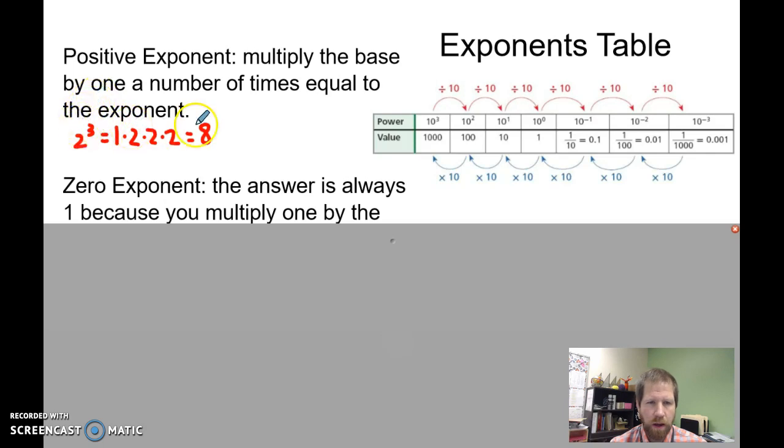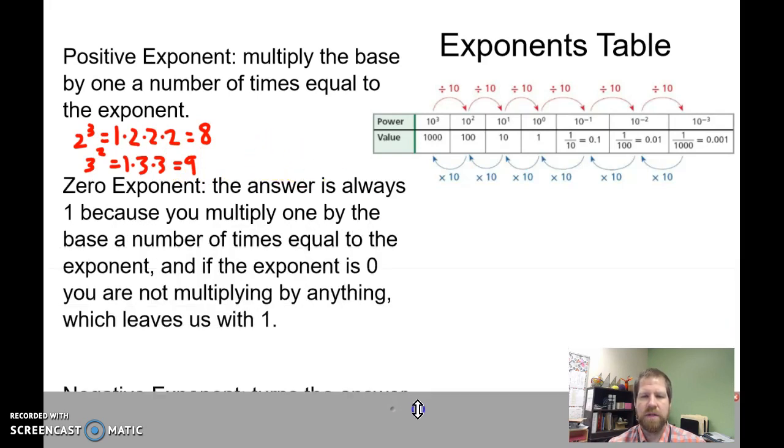So just another one real quickly. We'll look at 3 to the second. Keep it simple. It'd be 1 times 3 times another 3, since my exponent is 2, or 1 times 3 is 3, times 3 is 9. Positive exponents, I think we've all pretty much got that.